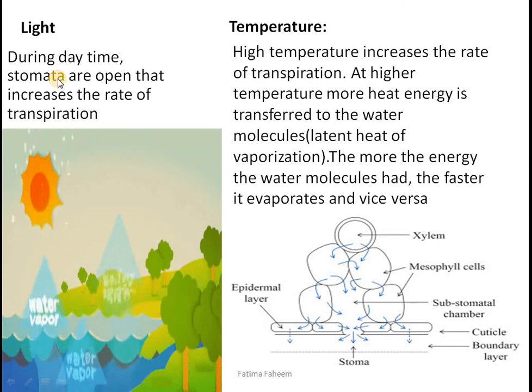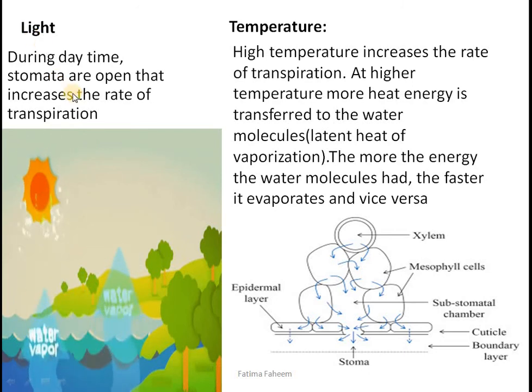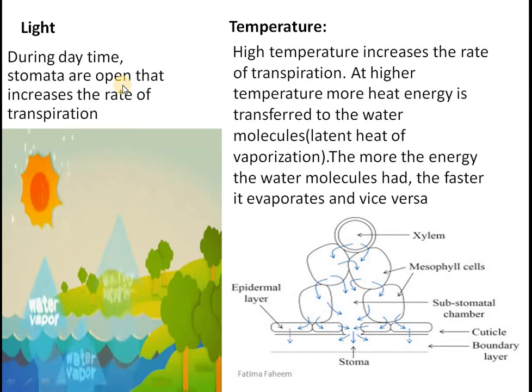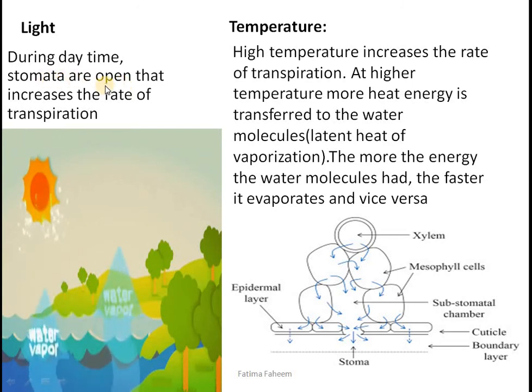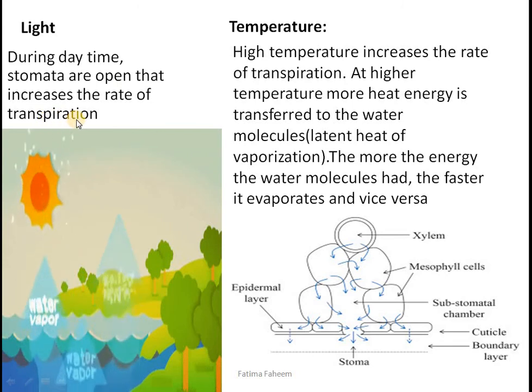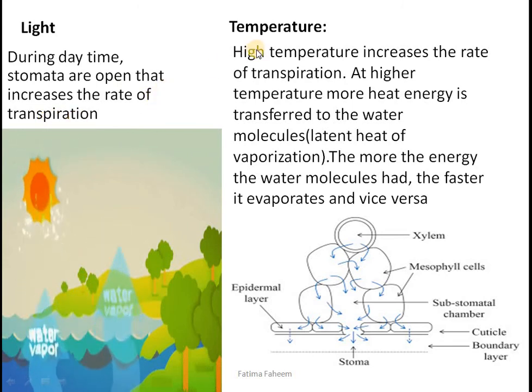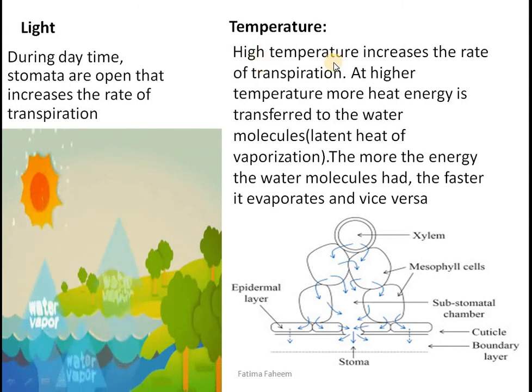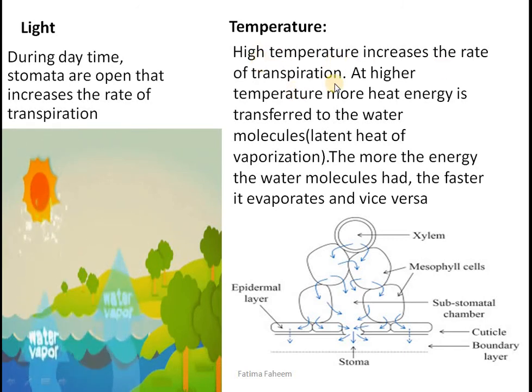Next is light. You know, during the light or daytime, stomata are open because they are taking up carbon dioxide for photosynthesis. So whenever stomata are open, it will increase the rate of transpiration. Temperature is the next factor which affects the rate of transpiration. Higher temperature increases the rate of transpiration.